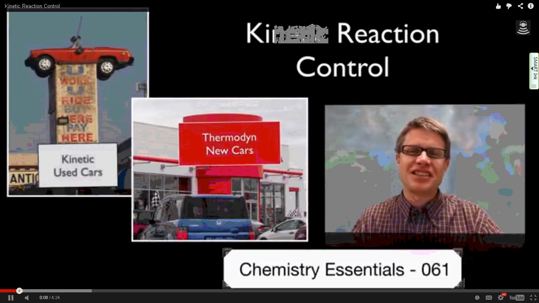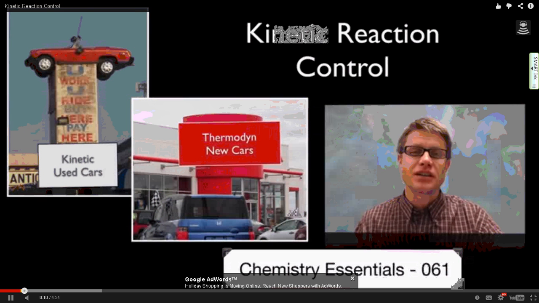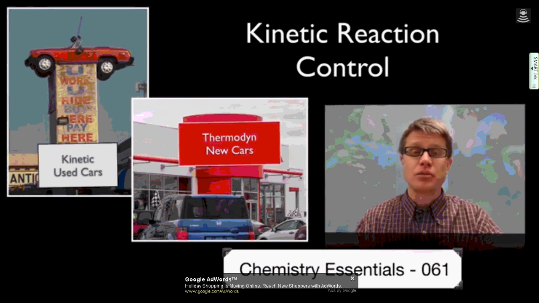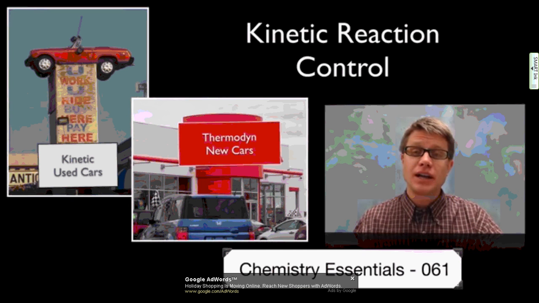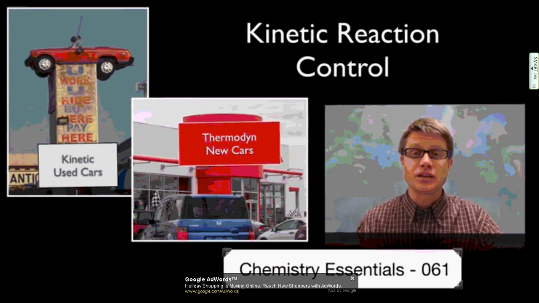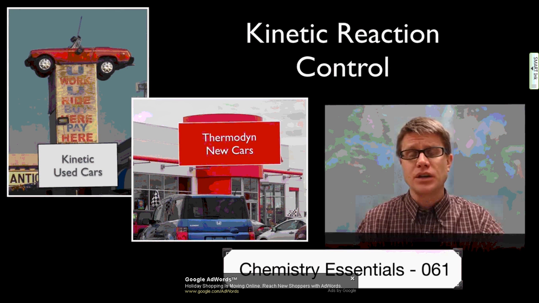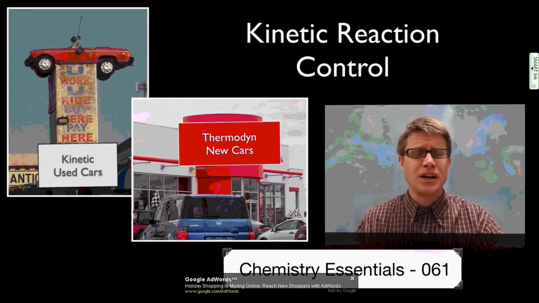Hi, it's Mr. Anderson, and this is Chemistry Essentials, video 61. It's on kinetic reaction control, or more appropriately, it's comparing that to thermodynamic reaction control. Lots of times in a process, a spontaneous process, there's a choice that's being made. And depending on which path we take, we may have different products. And so it's kind of confusing, and I wanted to start with an analogy.